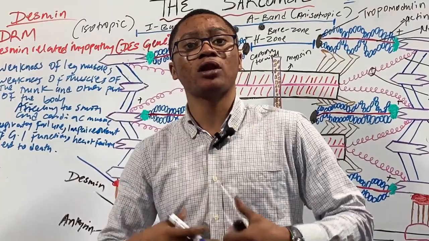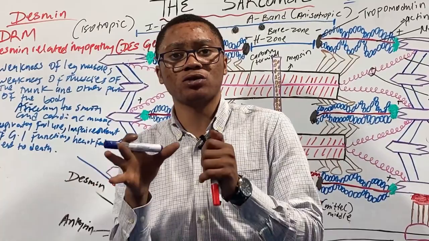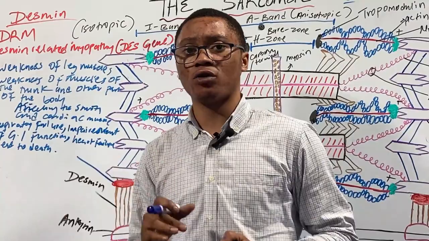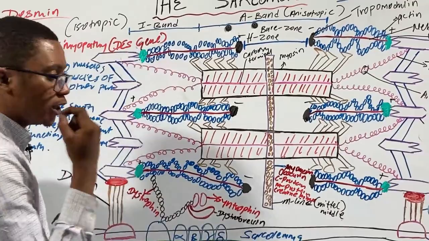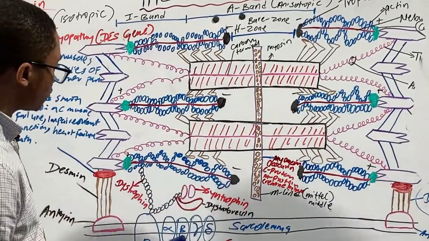And because desmin-related myopathy also affects smooth muscles and cardiac muscles, we could have heart failure, which could lead to death, impairment of the gastrointestinal function, and also respiratory failure or respiratory insufficiency. So this is the importance of desmin. You've got a little protein with much importance.